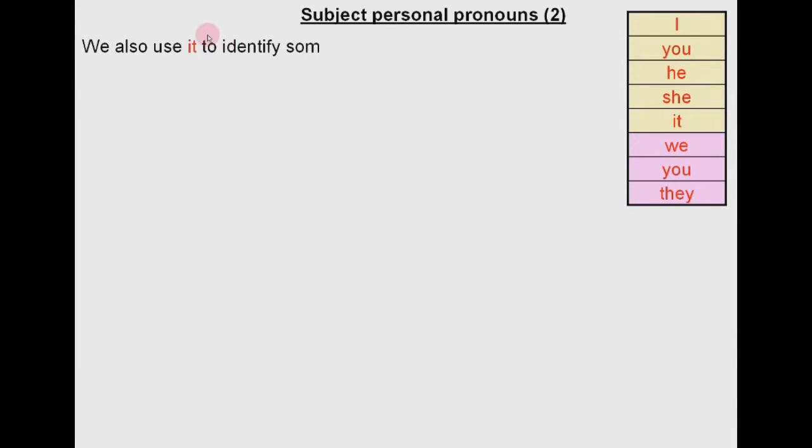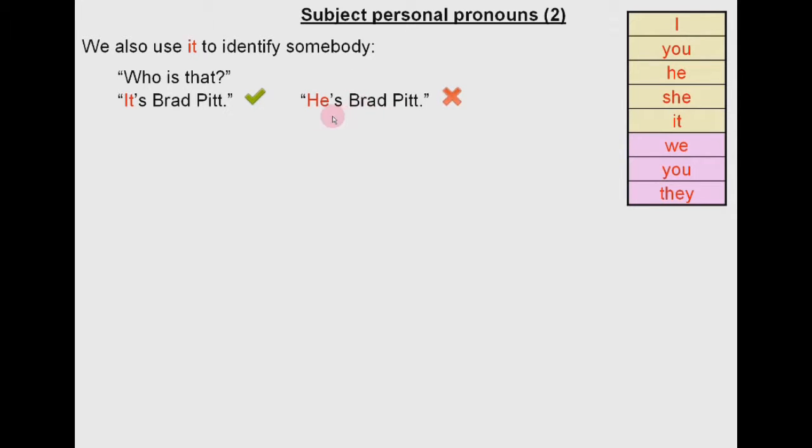And we also use it to identify somebody. Who is that? It's Brad Pitt. Okay, so we say it to identify who the person is. That is correct. We do not say he's Brad Pitt. Okay, we are not introducing him, we are identifying him. So in this context, that is wrong.